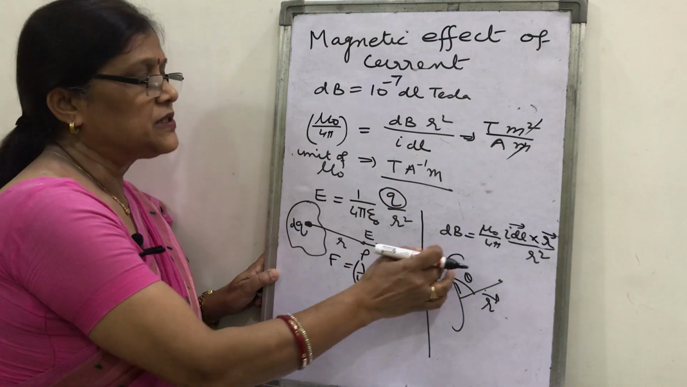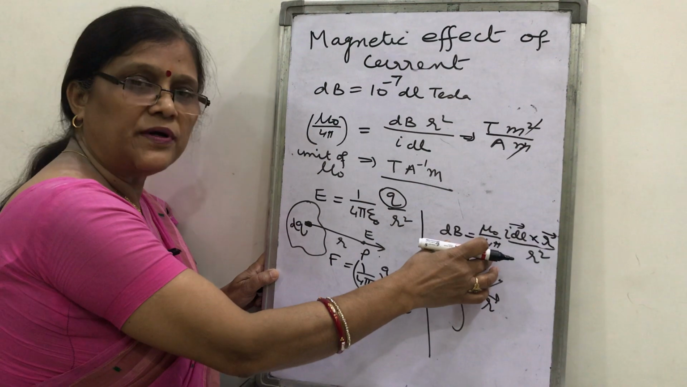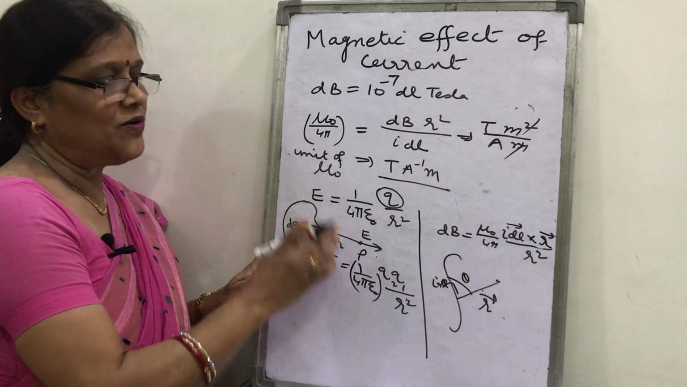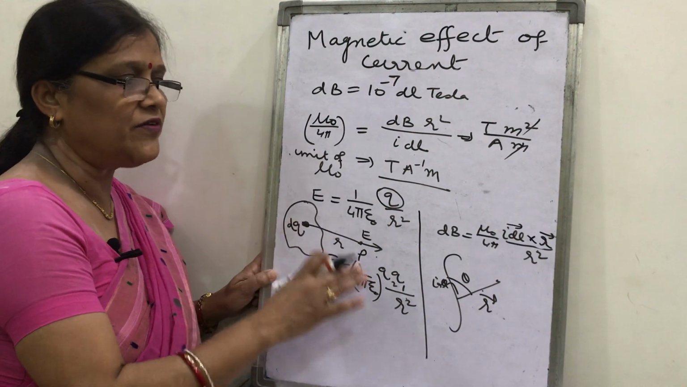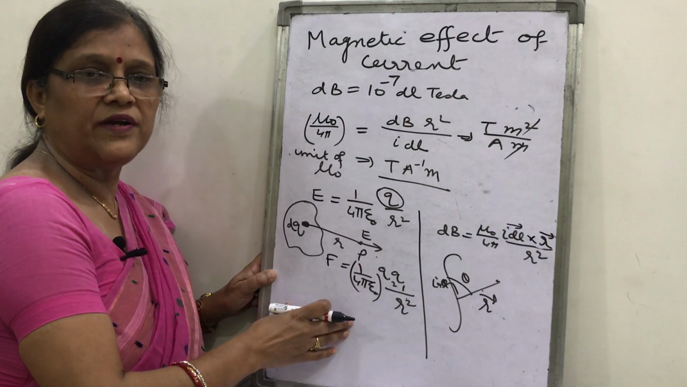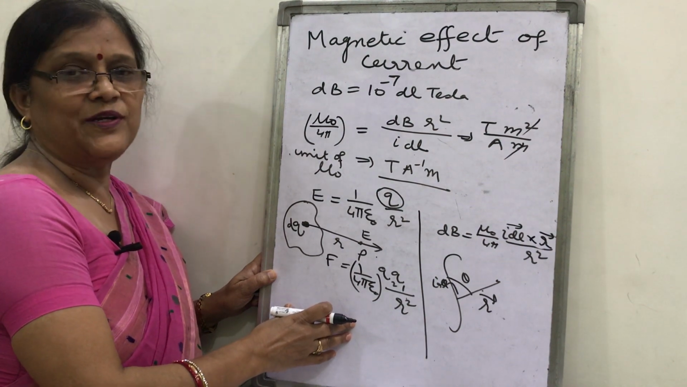I hope you have understood this comparison of Coulomb's law, or the electric field, with Biot-Savart's law. Now I will give further information regarding how charges produce magnetic field, or what electromagnetism is, in the next video. Thank you.